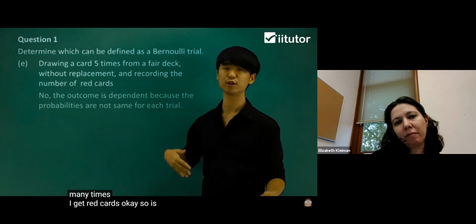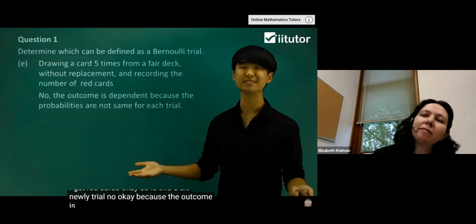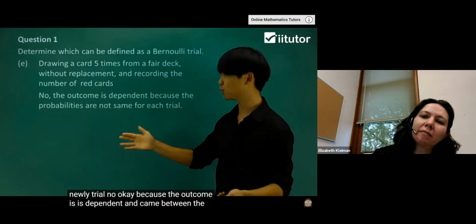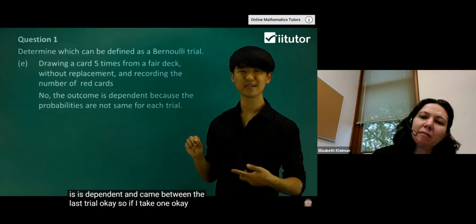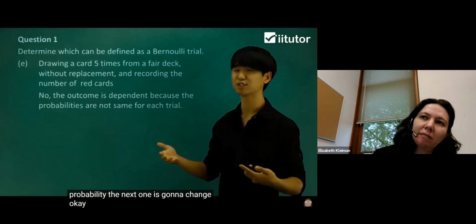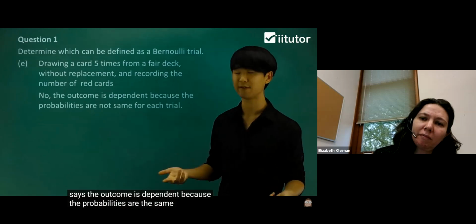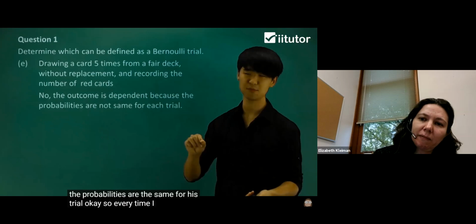Is this a Bernoulli trial? No, because the outcome is dependent on the last trial. If I take one card, without replacement means the probability for the next one is going to change. That's what it means when it says the outcome is dependent: the probabilities are not the same for each trial. Every time I pick a card, my probabilities change.